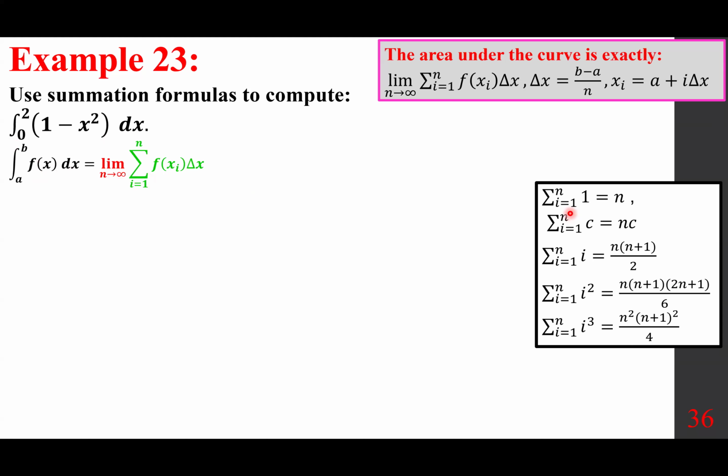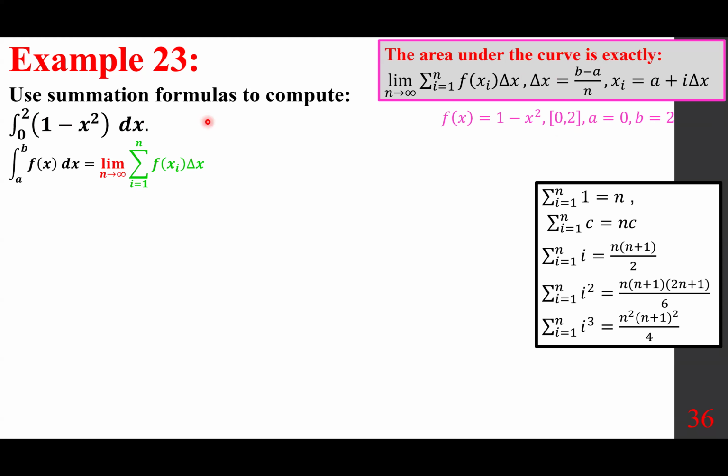So first, we are going to find and simplify this portion. To do that, we are going to follow the information here. What is delta x? B minus a over n, 2 minus 0 over n. What is x sub i? A plus i delta x. So we're going to write those. So f of x is 1 minus x squared. The interval is 0 to 2. A is 0, B is 2.